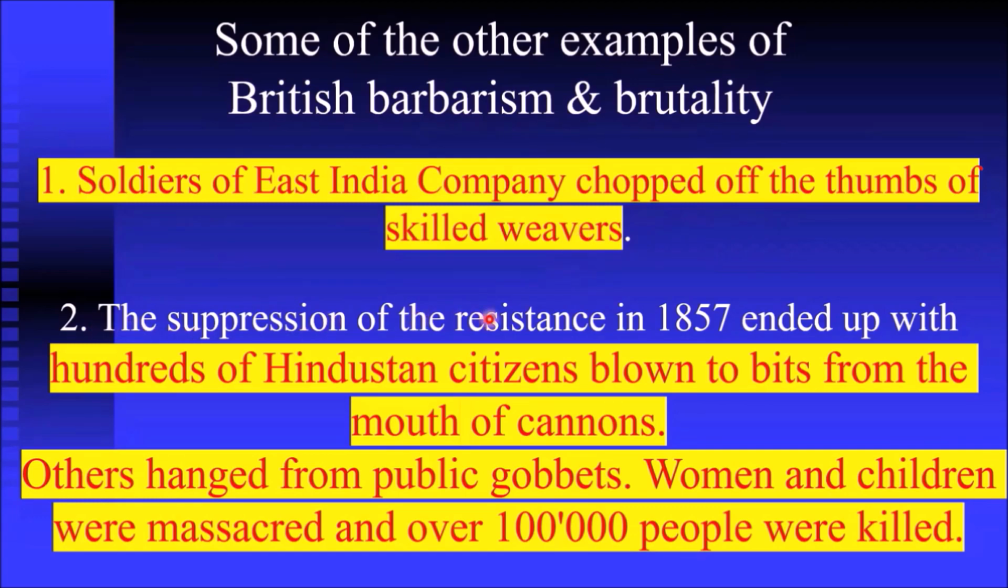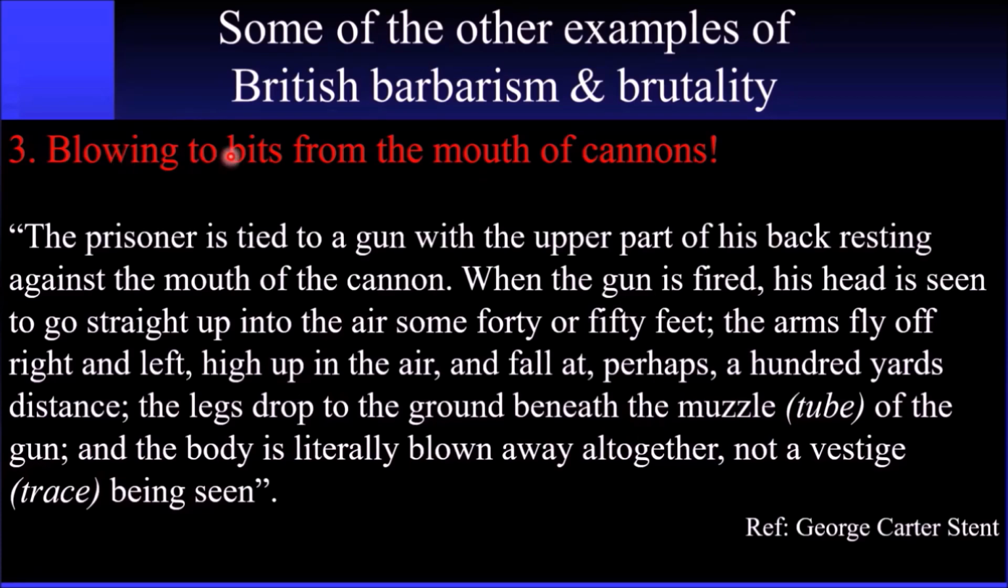2. The suppression of the resistance in 1857, which ended up with hundreds of Hindustan citizens blown to bits from the mouth of cannons. Please note, people blown to bits from the mouth of cannons, and others hanged from public gibbets. Women and children were massacred, and over 100,000 people were killed. Here we have a clear explanation. What does it mean, blowing to bits from the mouth of cannons?